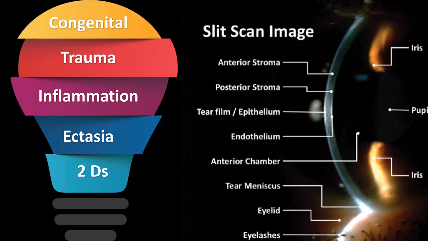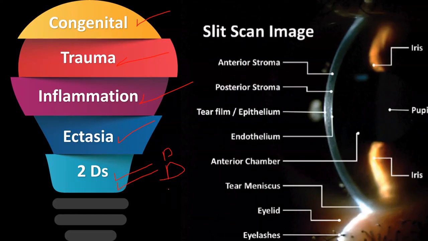The diseases of the cornea range in this spectrum. There are congenital diseases, which we already covered in pediatric ophthalmology; in 1 hour, we covered all the corneal congenital disorders. Then there are traumatic conditions, inflammatory conditions such as keratitis, ectasia such as keratoconus, keratoglobus, and pellucid marginal degeneration, and the important 2Ds, which are dystrophies and degenerations. Dystrophies and degenerations will be covered in pathology, as they are of pathological importance. So we will cover trauma, inflammation, ectasia, and of course the surgery at the end.